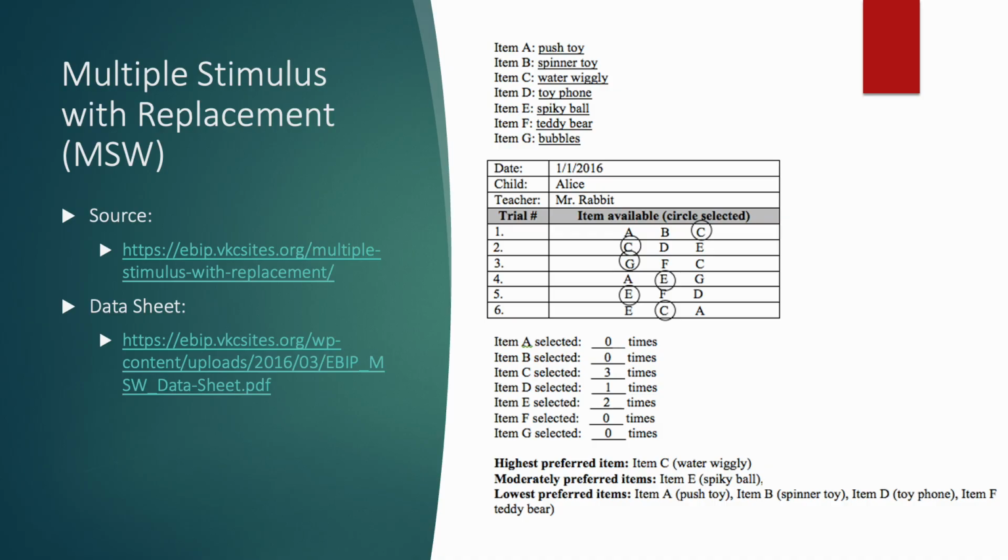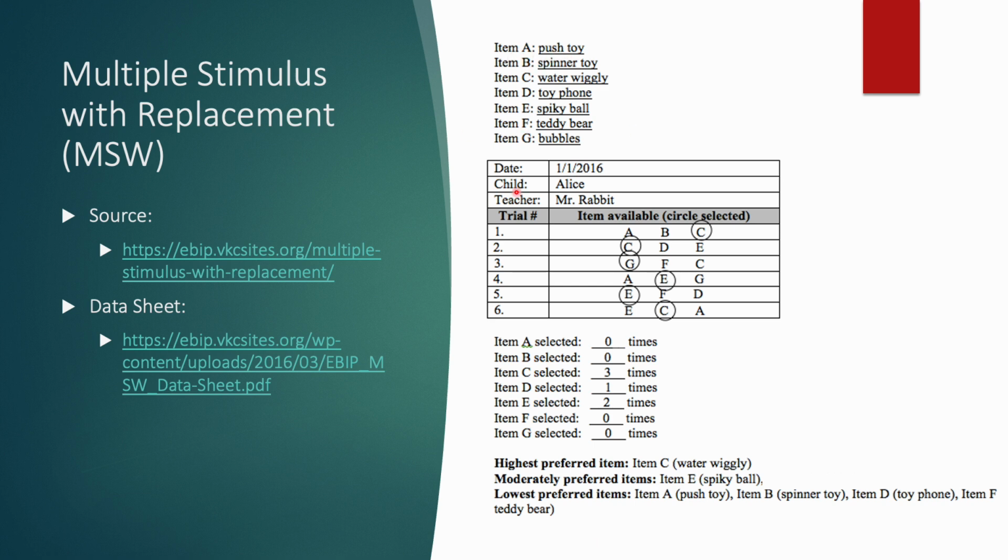Now let's go over the data sheet for this particular assessment. Basically, you're going to do the same thing that you've done previously with the other preference assessments, as I've described. You're going to select different items in the environment that you would like to assess preference for, and write down the names of those items. This is already a pre-filled out data sheet for you all.